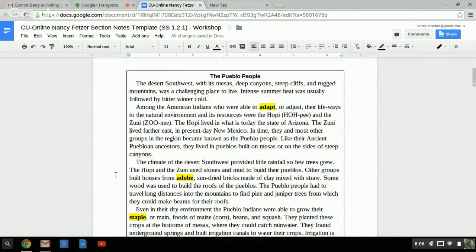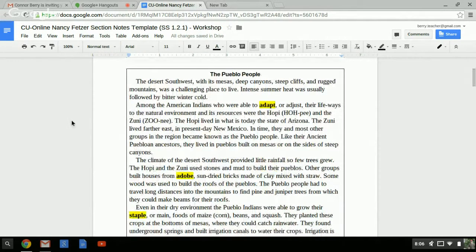And the next section says, among the American Indians who were able to adapt or adjust. Now, here we go. That's something I'm going to want to know. That's a term. So I'm going to go over here and put adapt. And then in parentheses, I'm just going to say what it does. It adjusted. Always want to get my terms down. Okay, so I have that on my paper, and you can see that sort of mini right there. Among the American Indians who were able to adapt or adjust their life ways to the natural environment and its resources were the Hopi and the Zuni. So the Hopi and the Zuni.